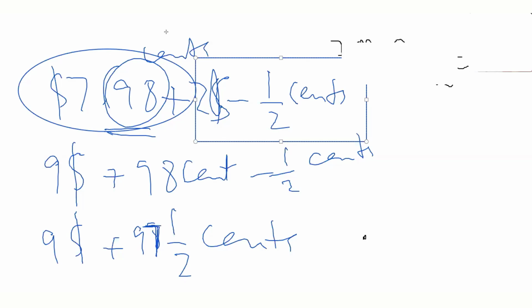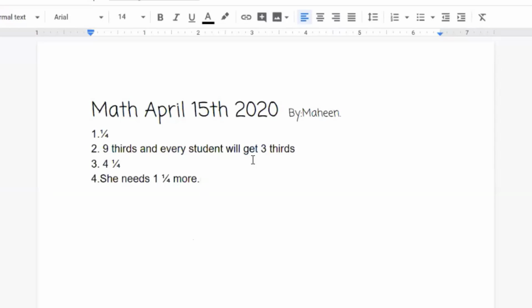Okay. So the answer would be she needs $9.97 and 1/2 cent to buy the remaining cloth. She needs $9.97 and 1/2 cent. Yes.